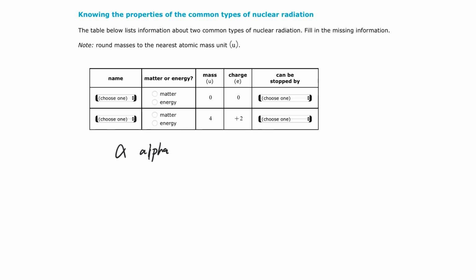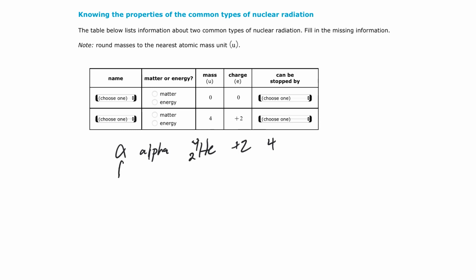If you want to think of helium, the helium is going to be 2, 4. That means it's got 2 protons, but remember this is the nucleus, so it would be +2, so its charge would be +2, and its mass would be 4. And that is not just energy, that's matter, that's actually stuff. So alpha would be matter.